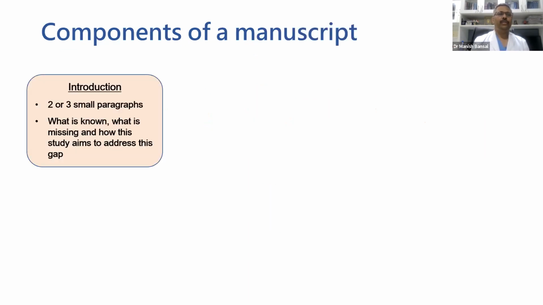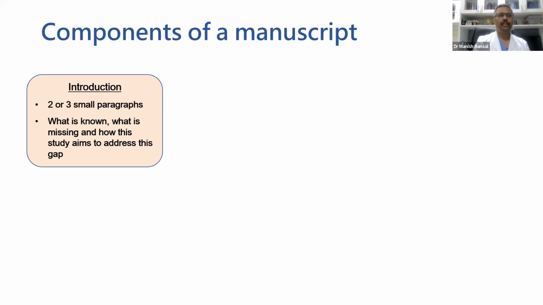So when we are writing, the introduction should never be too long. Maximum two or three small paragraphs. We need to describe what is known about that particular topic, what is missing, and how this study aims to address this knowledge gap. That is it. We don't need to describe methods. If we are using any special technique like strain imaging or myocardial work, we don't need to go into those details. We can just mention that nowadays it has become possible to assess cardiac function using speckle tracking echocardiography, and it allows us to calculate myocardial work also. That is it, nothing more than that.